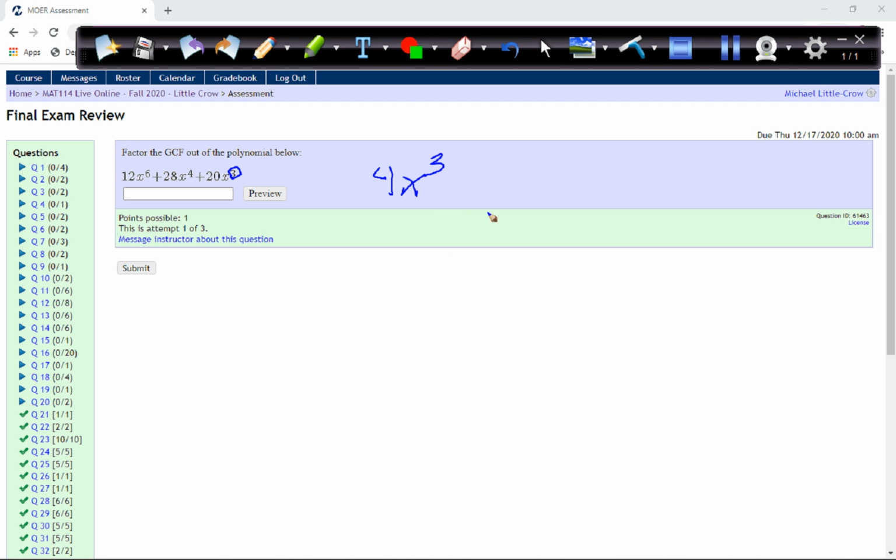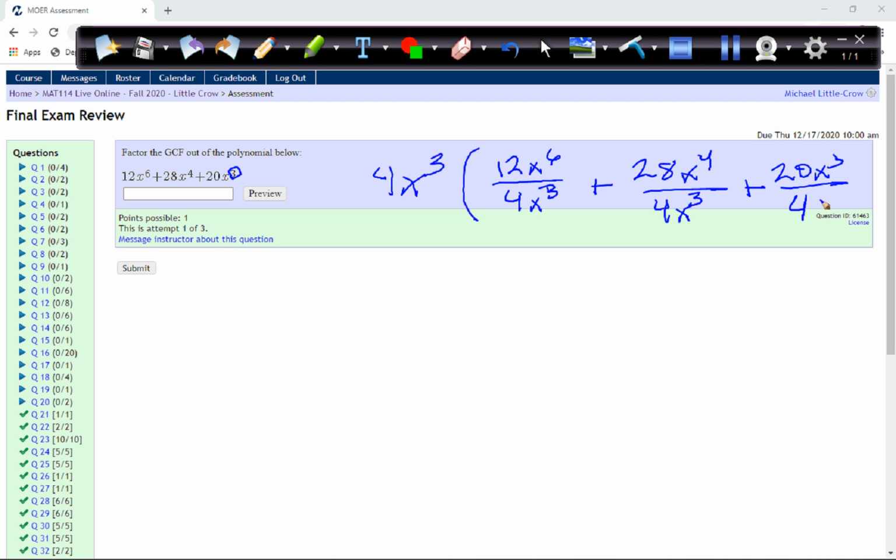To figure out what's left behind, we can take this 12x to the sixth and divide out 4x to the third. And we've got our 28x to the fourth, and we're going to divide out 4x to the third. And then we've got 20x to the third. We're going to divide out 4x to the third. And that'll help us see what was left inside, because that's what we're taking out. So in this, 4 goes into 12 3 times, and subtracting exponents, we have 3 left in the top here. 6 minus 3 is 3.